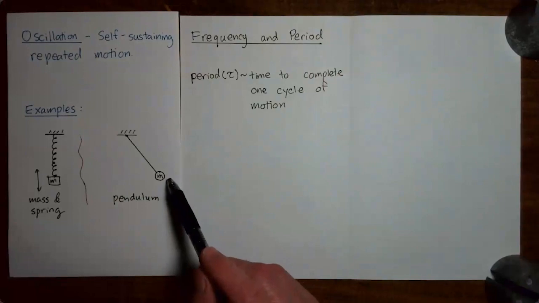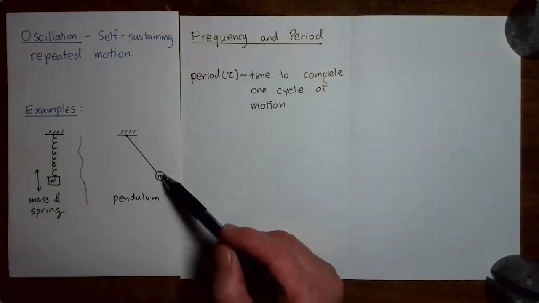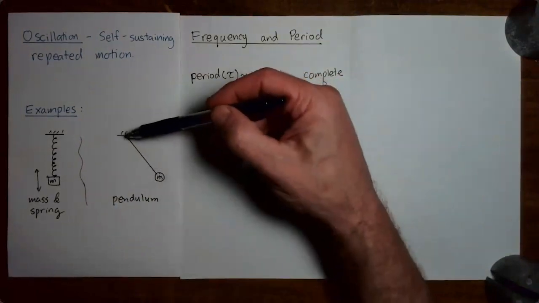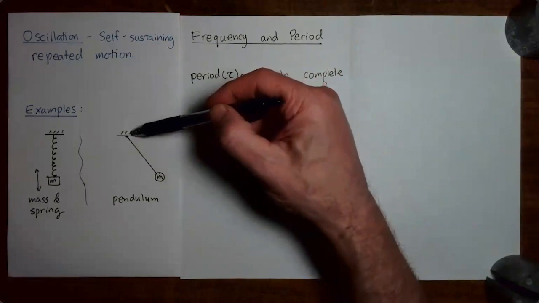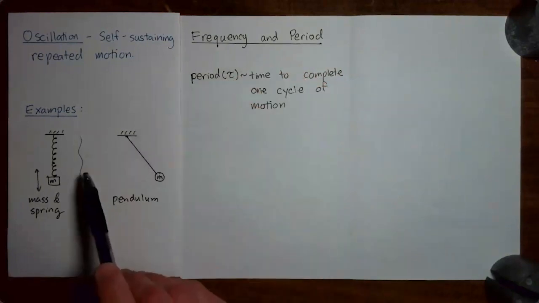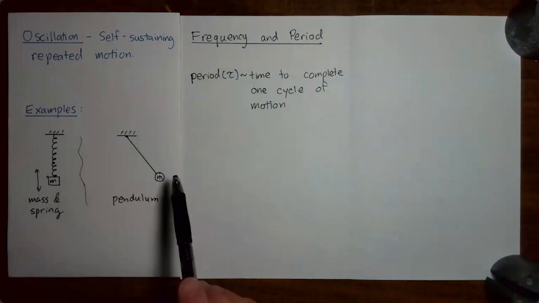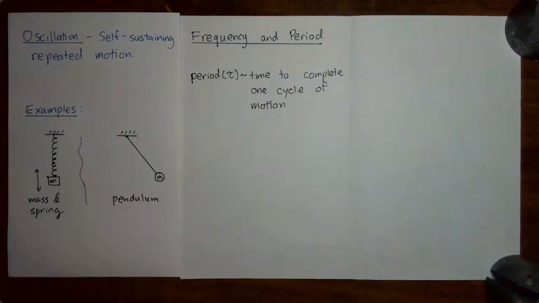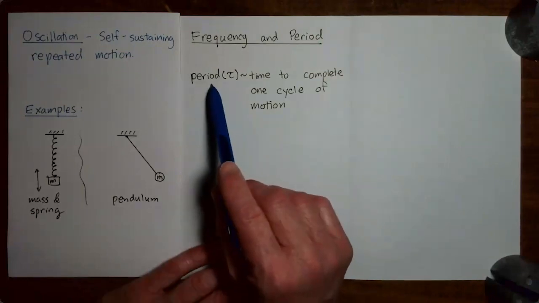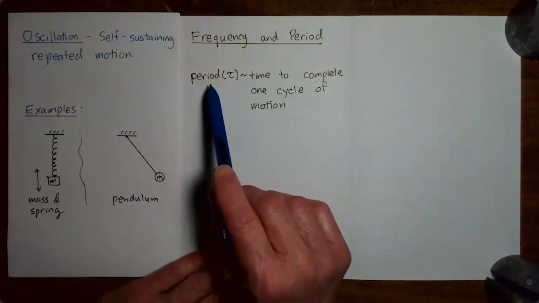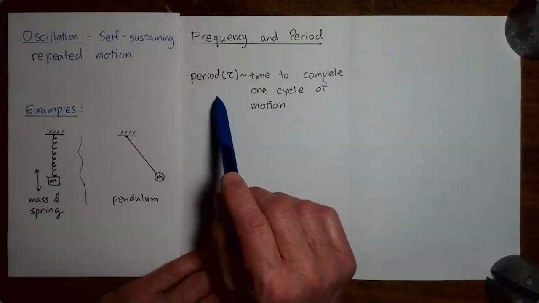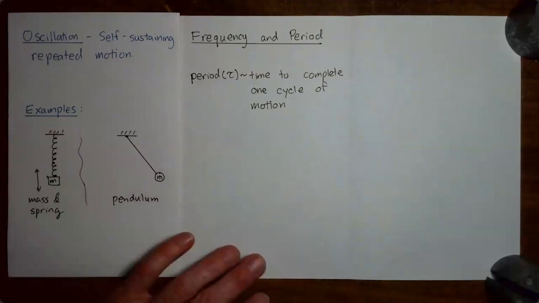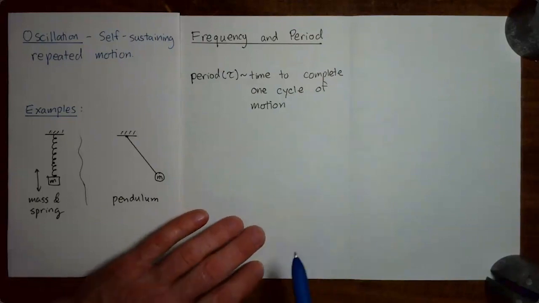In the motion of a simple pendulum, we have a mass attached to a string, and then the string is connected to a fixed support up here, and then the mass oscillates back and forth at the end of the string. In this video, I'm going to introduce you to two key quantities that we use to describe oscillatory motion. The first of these is the period. The period of oscillation is the time needed for the oscillating system to complete one cycle of motion.